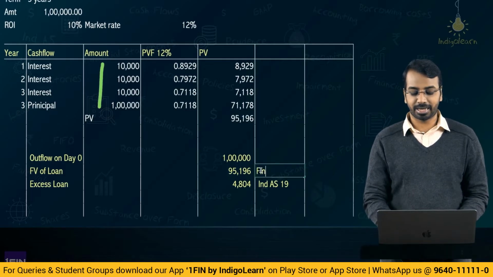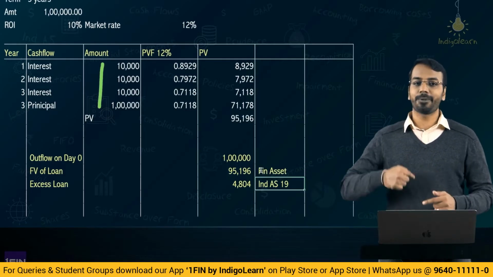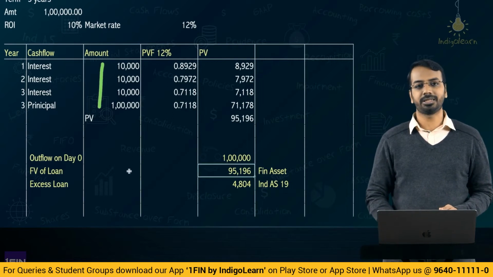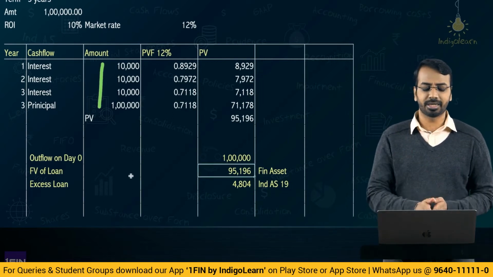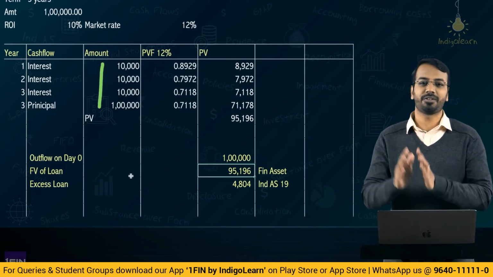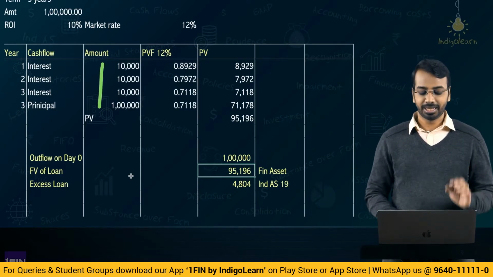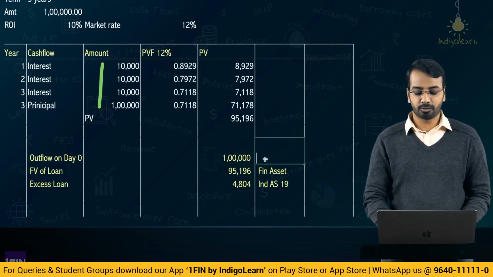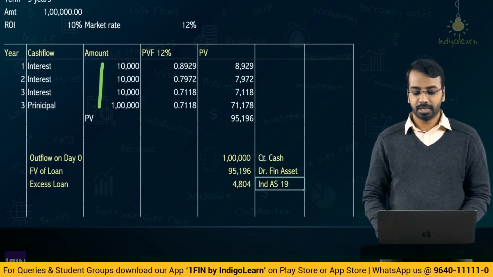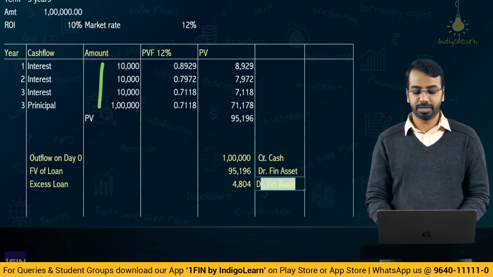Sir, then what is this 95,196? This is your financial asset. Though the company has given 1 lakh, the financial asset is worth only 95,196, and at 95,196, if you apply 12% rate of interest and prepare the schedule, you will reach the final value of 1 lakh, correct? So this is cash outflow. You will credit cash or bank, you will debit financial asset, and this you will debit employee benefit expense.